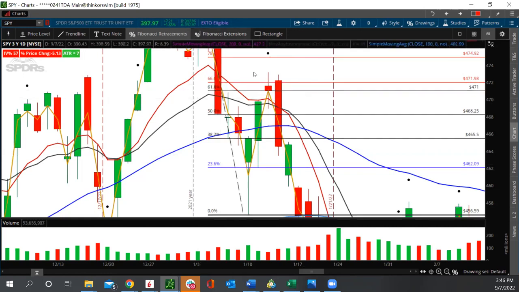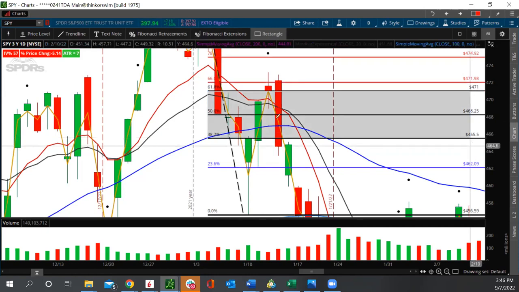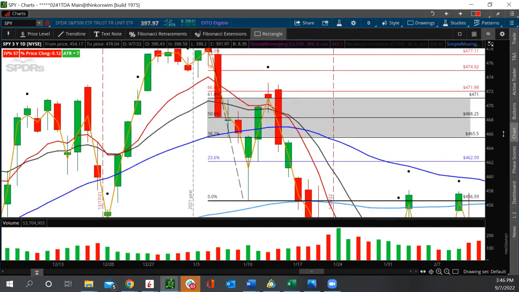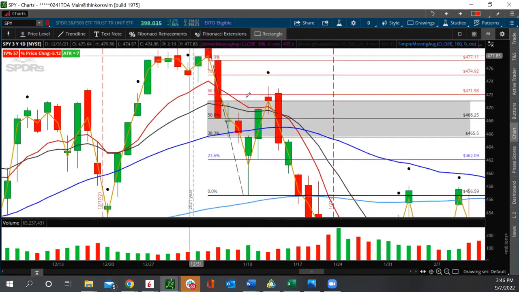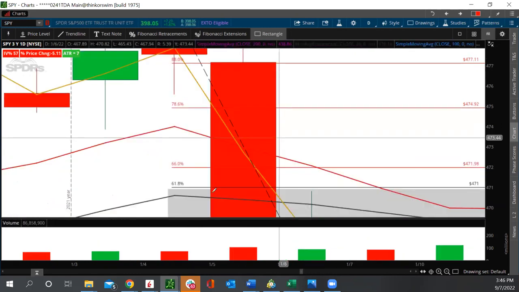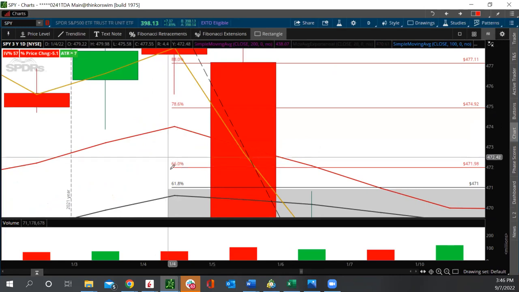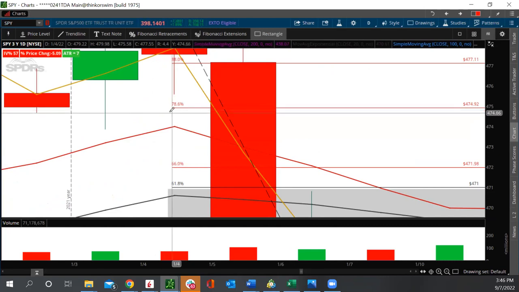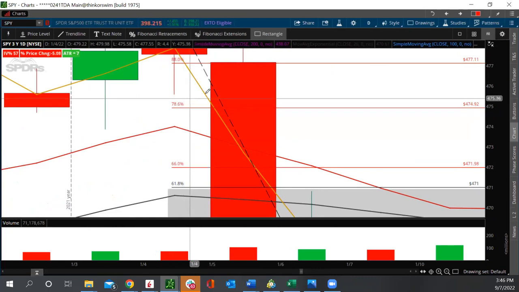So if I draw a box right now, right here, this is the zone. And you can see it actually came back. What I want to point out to you is there are two levels that I have thrown in here that are not common levels that most people don't talk about. I've zoomed in for a purpose. You should be able to add these to Thinkorswim or any platform: 66% and 78.6%. I'll explain that in a second.